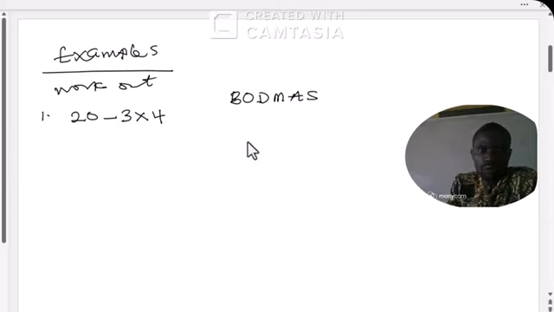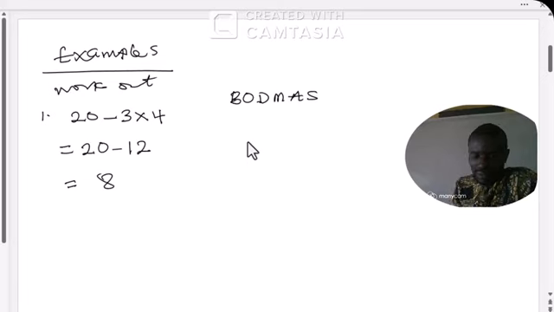Okay, now let's check. It's going to be 20 minus, then multiplication, 3 times 4, that is 12. Now we are left with one operation, that is subtraction. So you subtract 12 from 20. That is going to give you 8. So that is the correct answer.